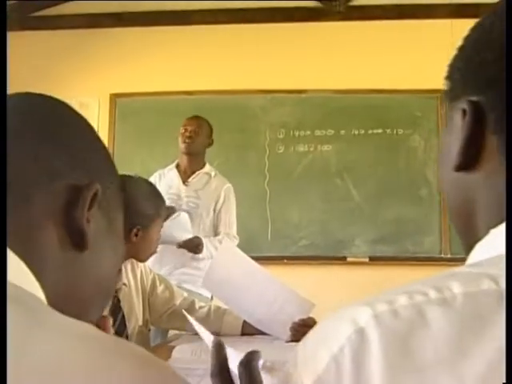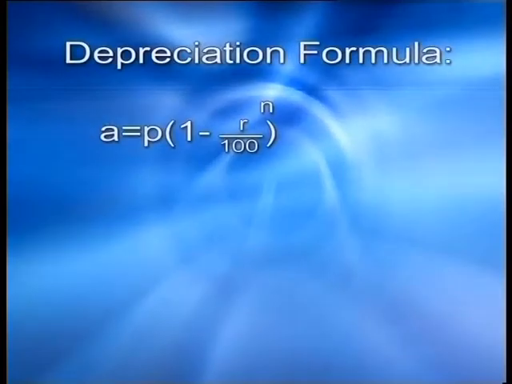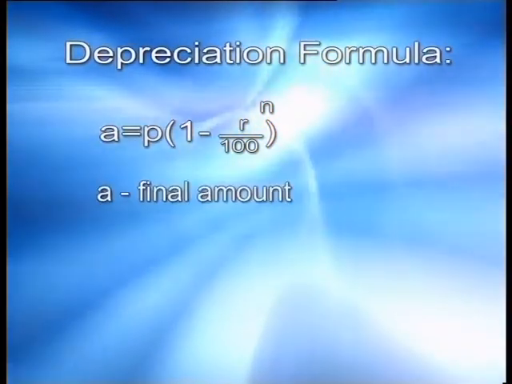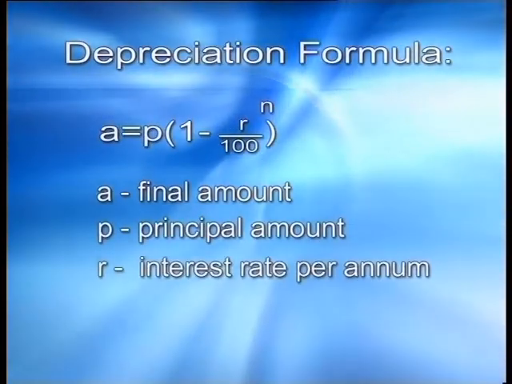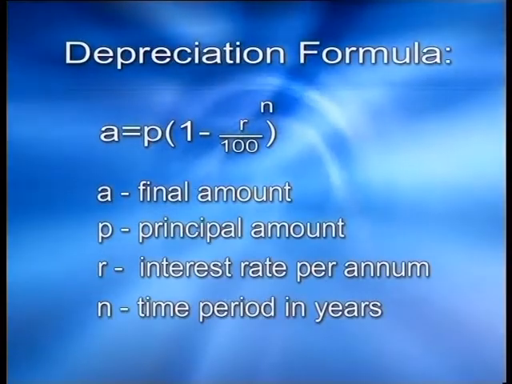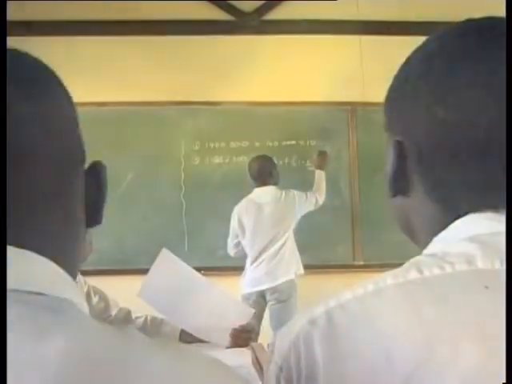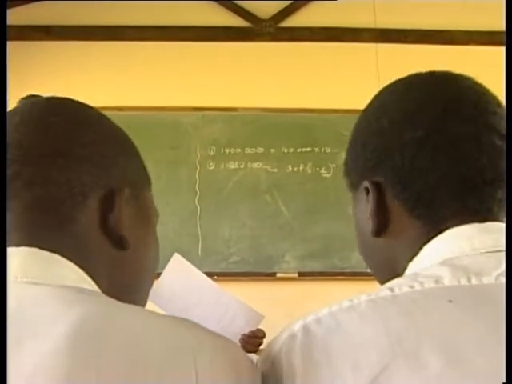1,232,000. How did you work it out? With the formula. The learners have to use the formula for depreciation to solve the problem. In this formula, A is the final amount, P is the principal amount, R is the interest rate per annum, and N is the time period in years. 100 to exponent n. So you work out from that formula, okay?